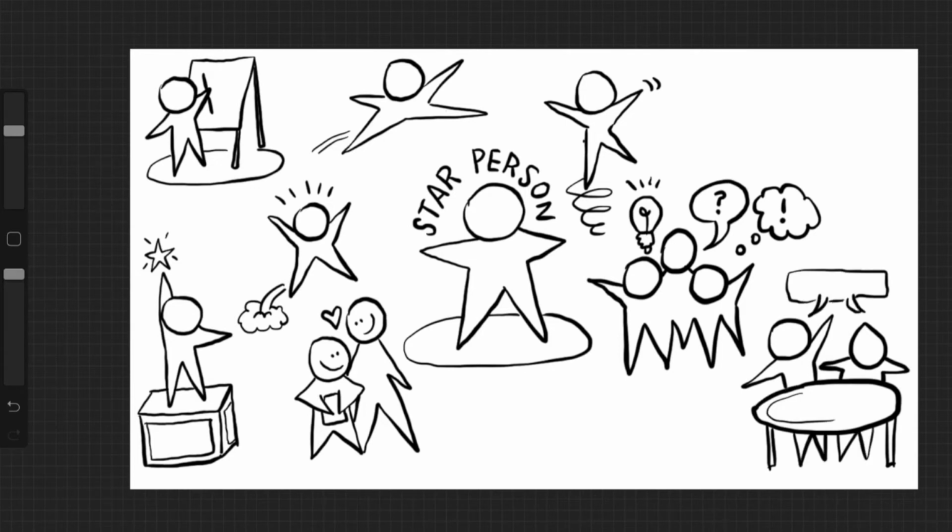By putting them together at a table, you can see they're collaborating. There's all kinds of things that you can do with star people. It's simple, it's easy, you practice them. It's a nice beginning place to start.